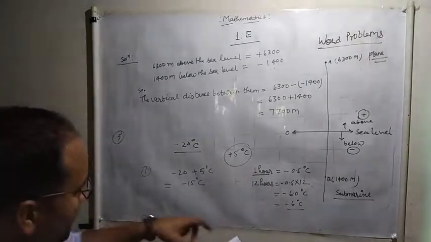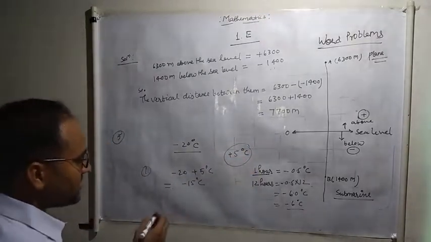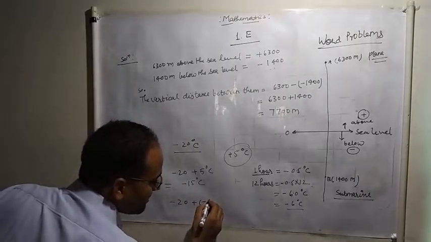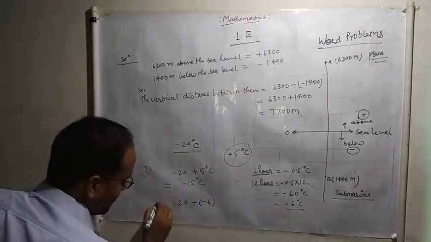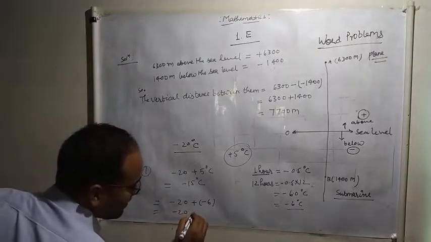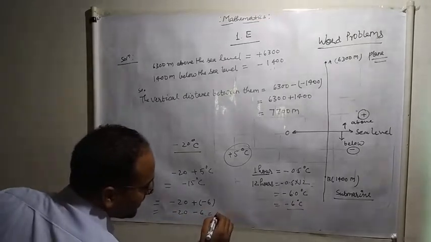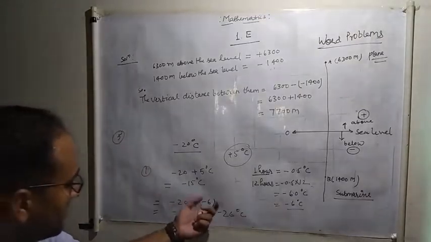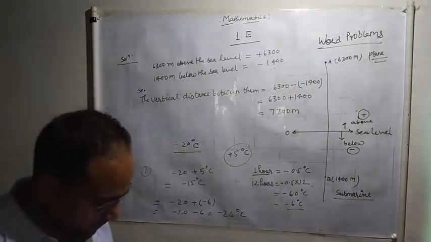So before that, the temperature is minus 20 degrees, plus in brackets minus 6. Solving this, minus 20 plus minus 6, you will get minus 26 degrees centigrade. So this is the second answer of the 5th one.